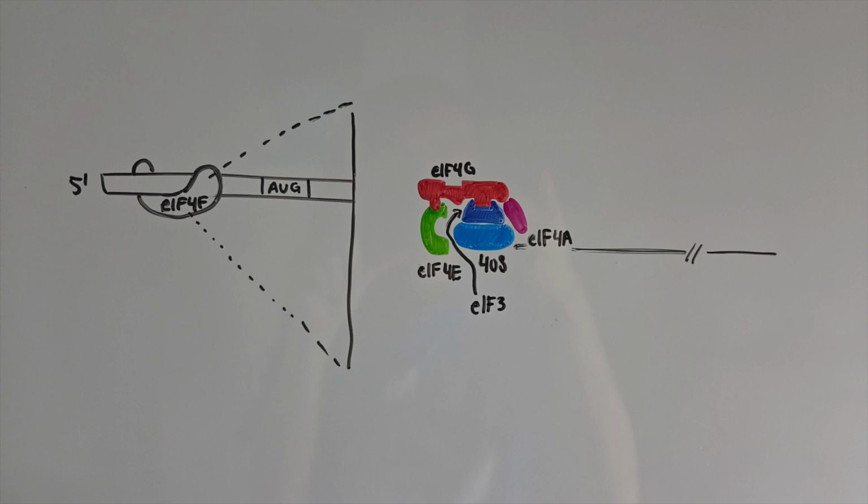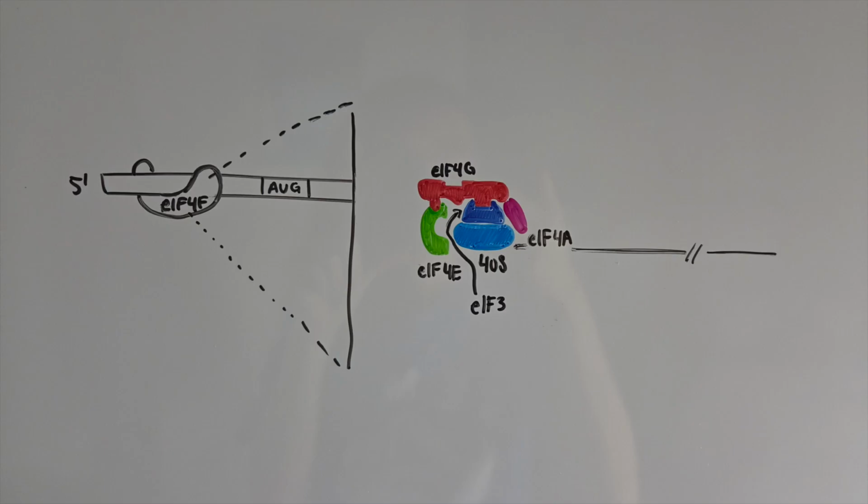Initiation factor 4G is also attached to initiation factor 3, which I did mention at the start of the translation initiation. That is the protein that's basically like, no, 60S, you can't get in here. Not yet. You're not needed here yet. You also see that 40S is attached to initiation factor 3 because it does bind to 40S at the beginning.